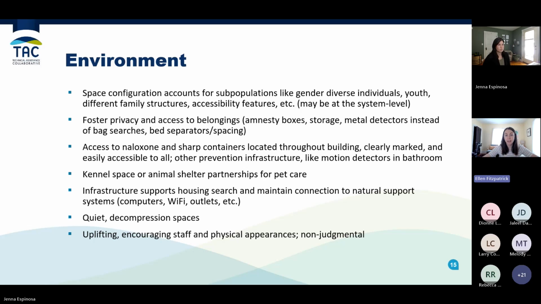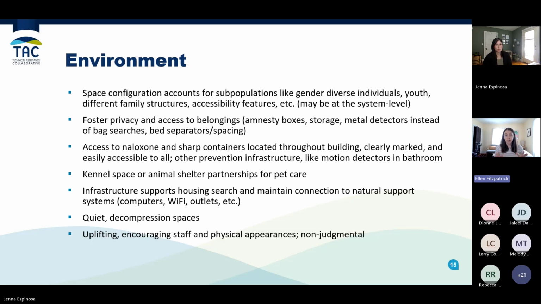And this might be something that has to be addressed at the system level, can't necessarily be addressed by an individual organization for a variety of reasons, whether that's resource capacity, literal actual space, that sort of thing. But it's a great way to reduce barriers for populations for whom the traditional models just don't work.